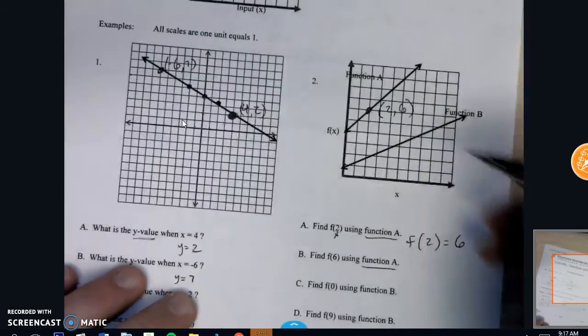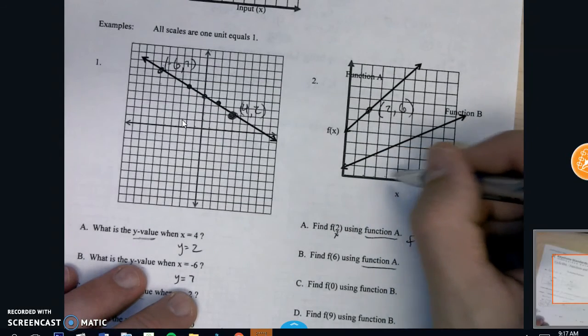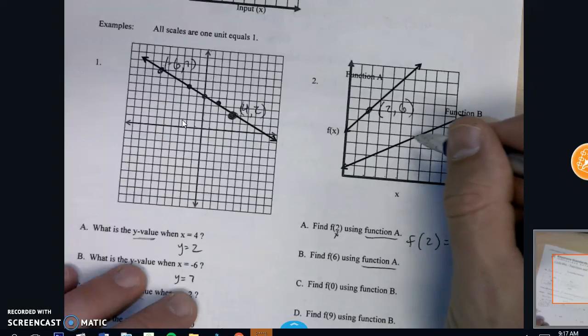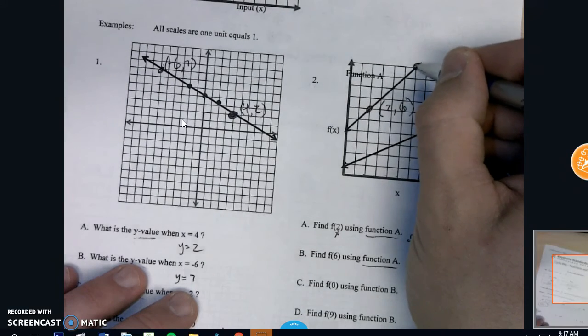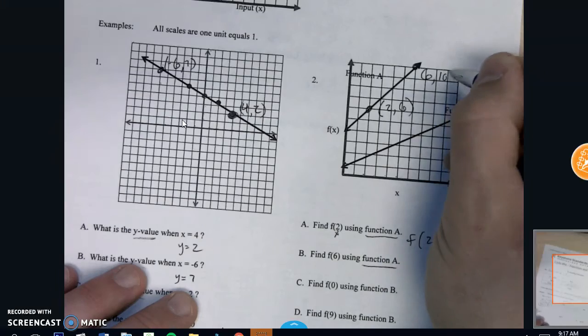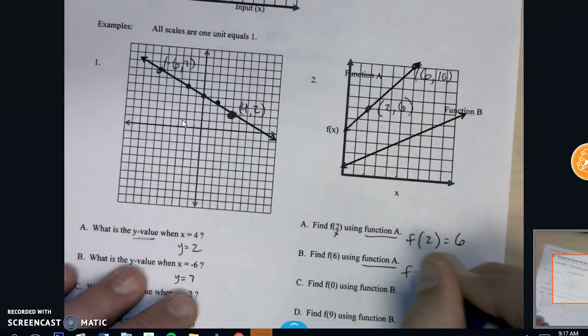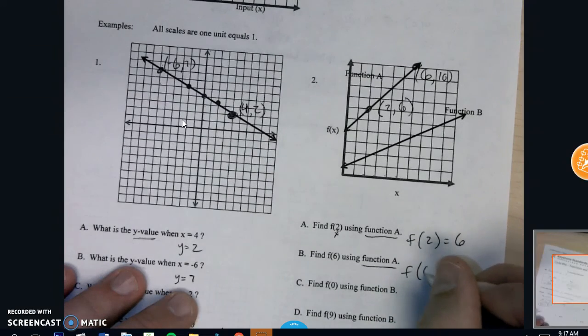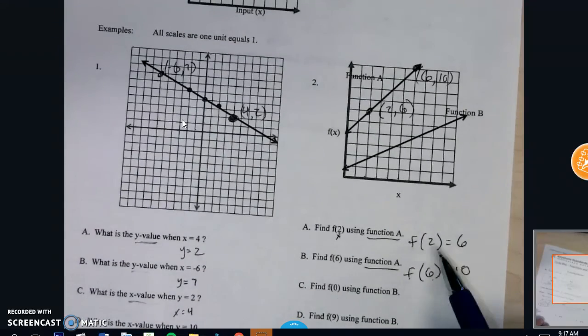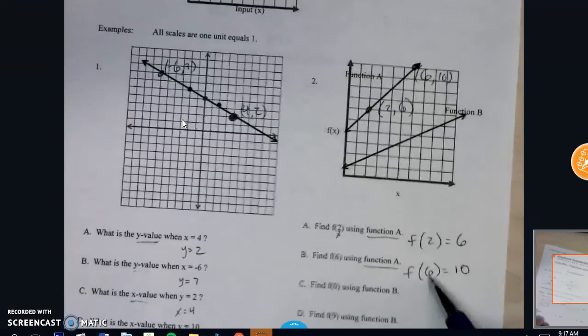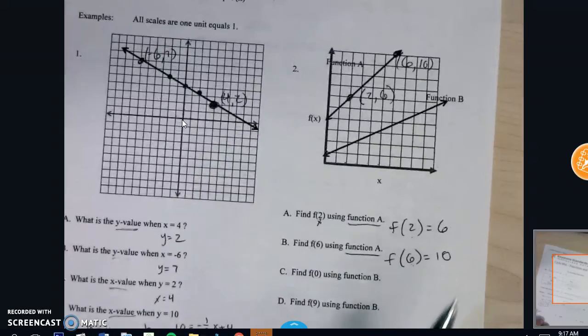Find f of 6 using function A. 1, 2, 3, 4, 5, 6. 1, 2, 3, 4, 5, 6, 7, 8, 9, 10. And it looks like this is 6, comma 10. So 10 is my output. As you can see, it shows the ordered pairs: 2, comma 6, and 6, comma 10. That's why function notation is nice.